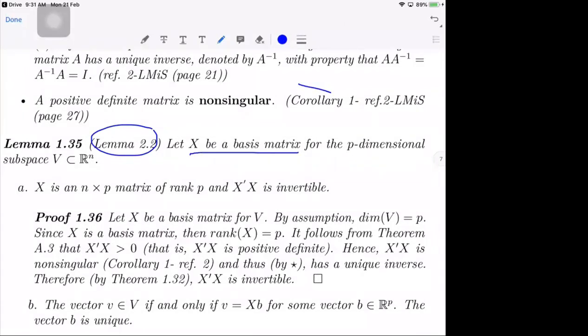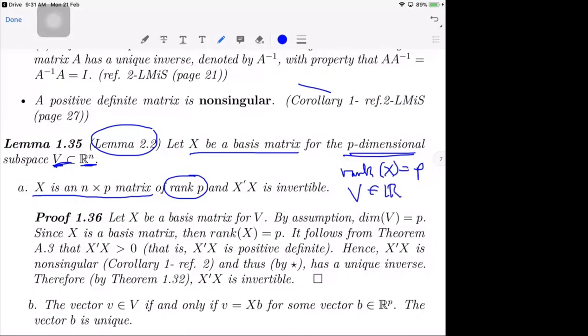Okay, so this is the assumption. X is a basis matrix for a p-dimensional V subset of R^n. So V is p-dimensional, and it is a subset of R^n, no? Okay, X is an n by p matrix of rank p. So the rank of X is p. V is an element of R^p, subset of R^n. Okay? V is also p-dimensional.